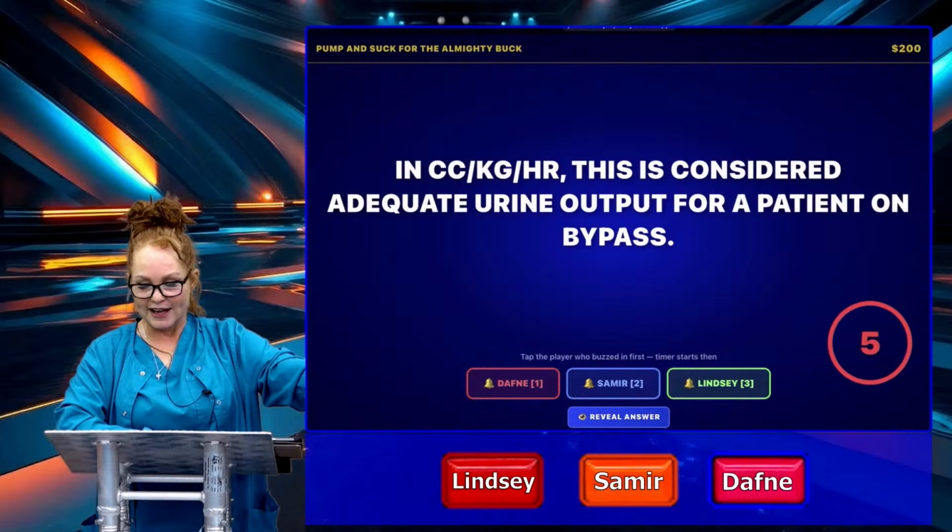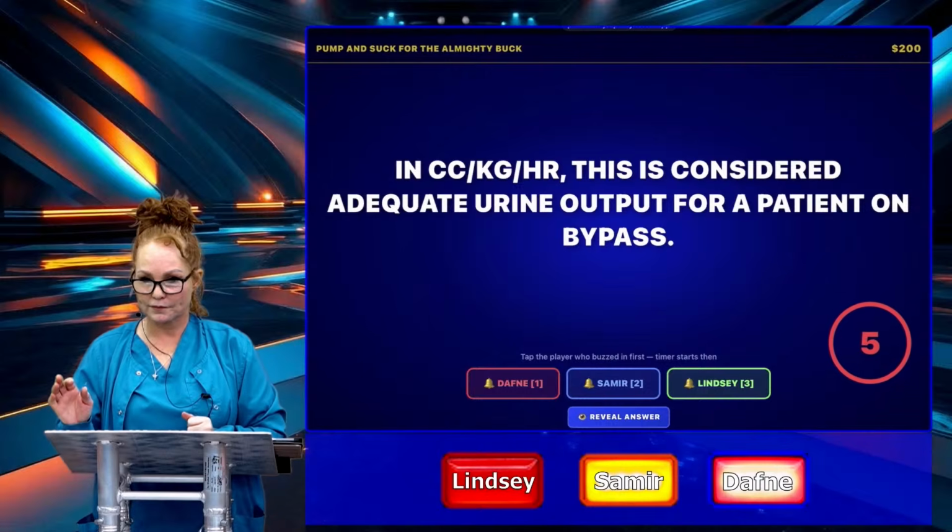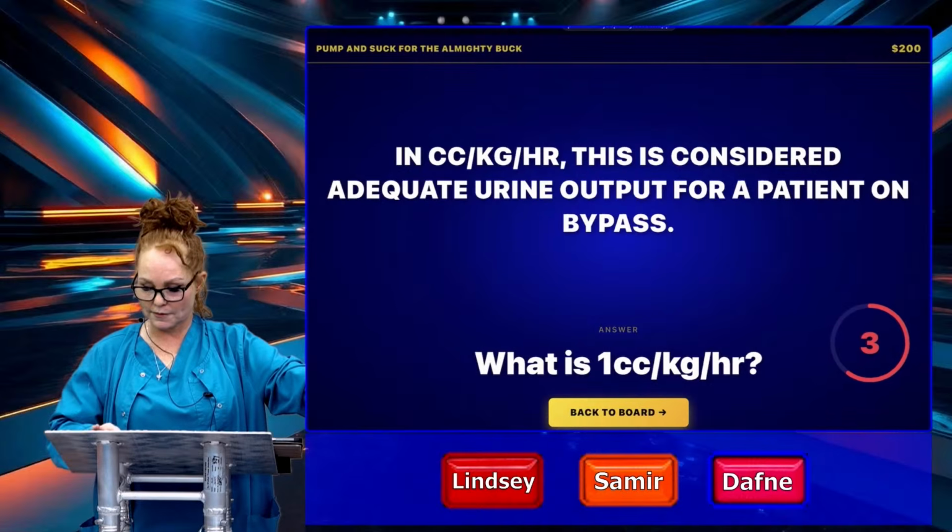Still control. Let's do Pump and Suck for the Almighty Buck for 200. Love that category name. In cc's per kilogram per hour, this is considered adequate urine output for a patient on bypass. Samir, What is 1 cc per kg per hour? Very good, correct. Samir, let's finish that category out for 400.